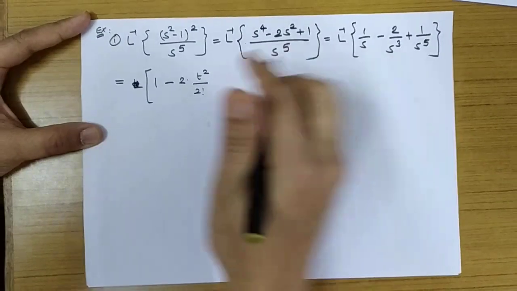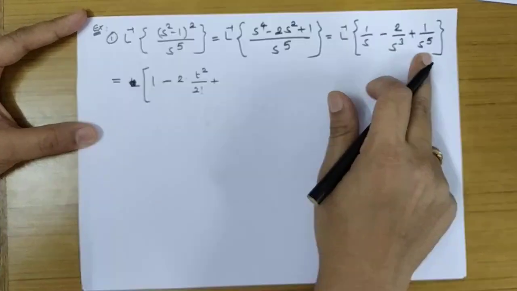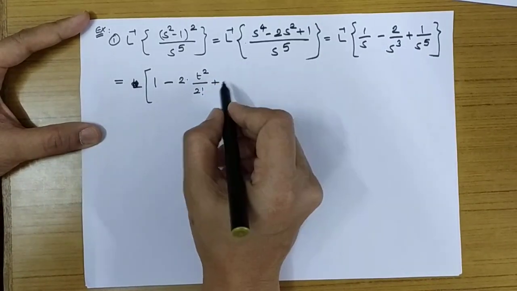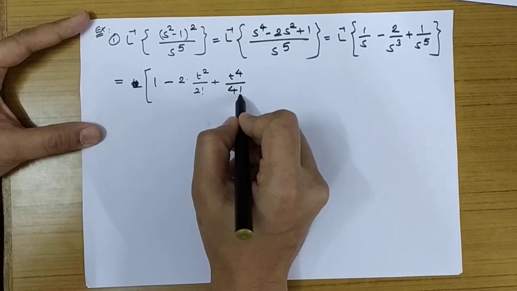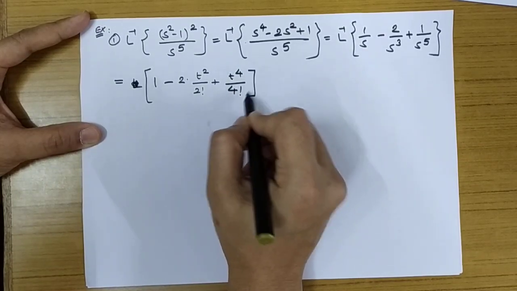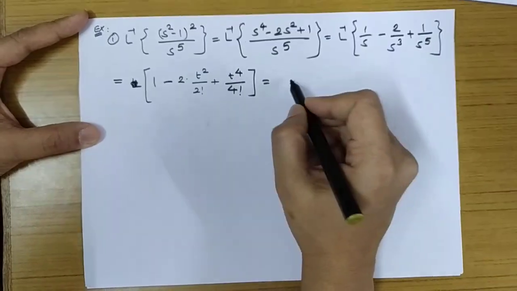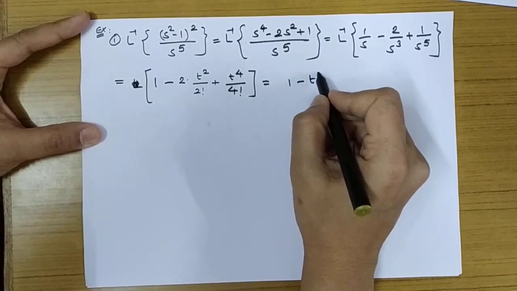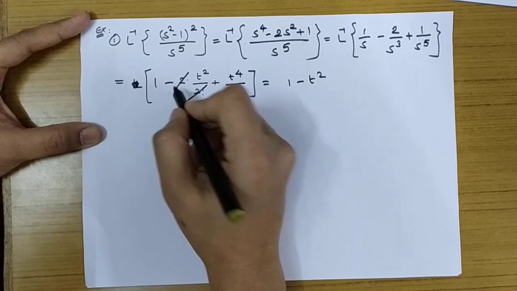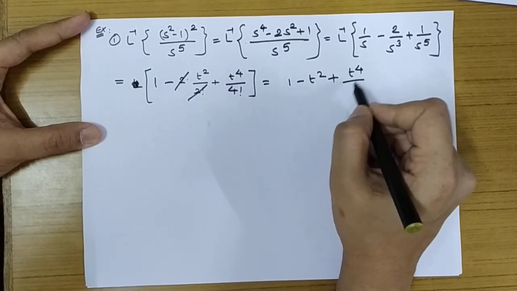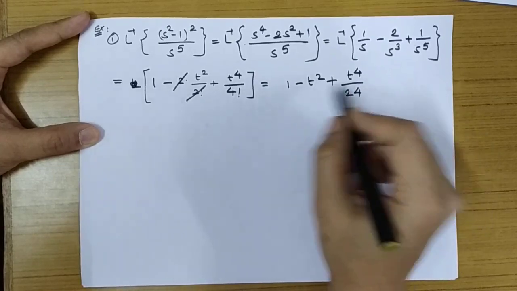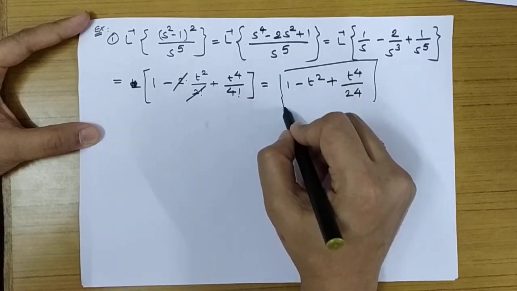Now inverse Laplace of 1 upon s raised to 5 is t raised to 4 by 4 factorial. And you can simplify further: 1 minus t square, and plus t raised to 4 by 24. Okay, this is the final answer of this question.